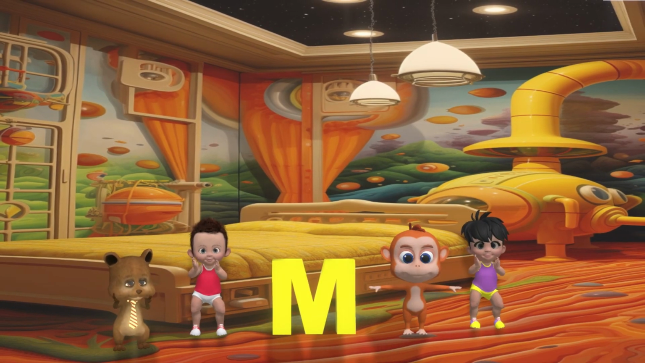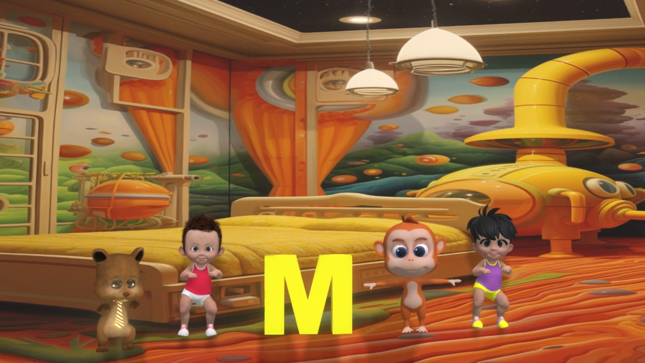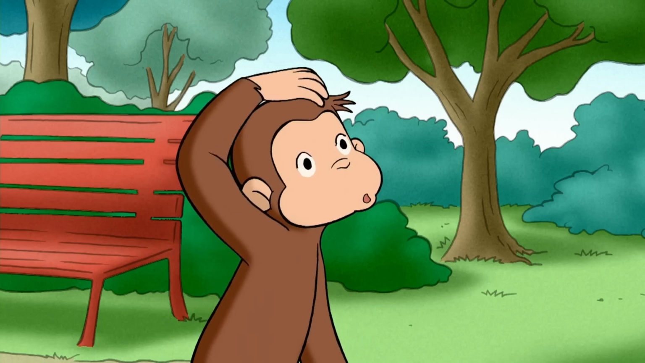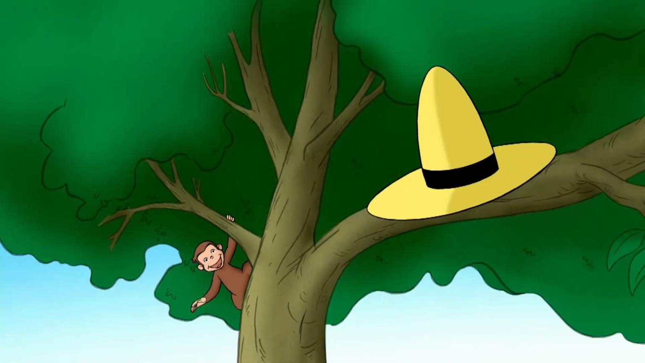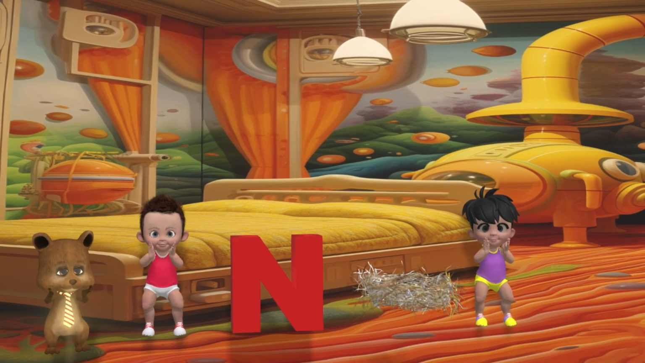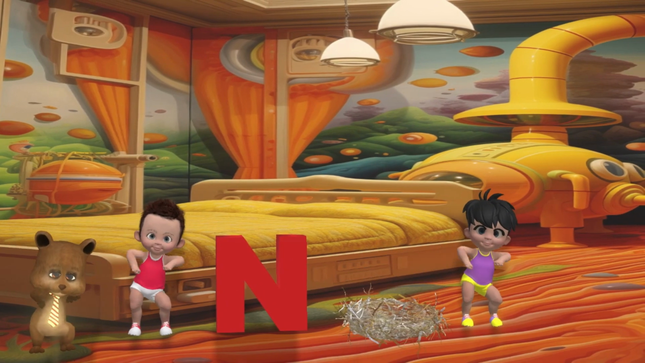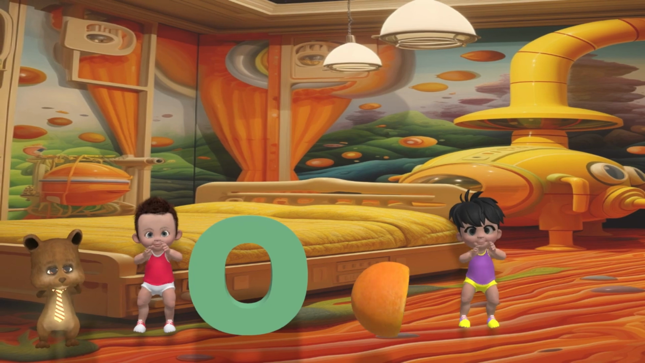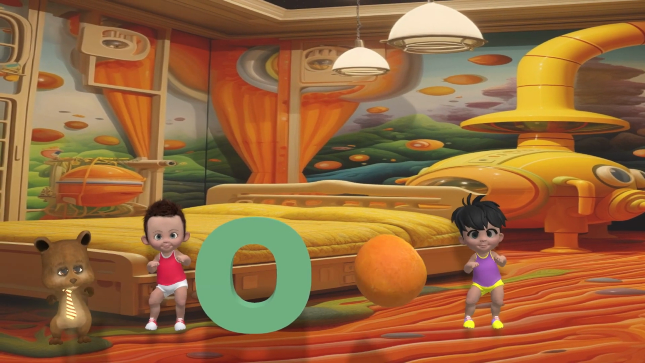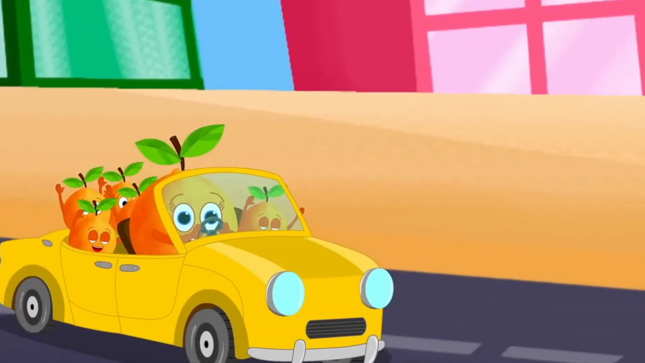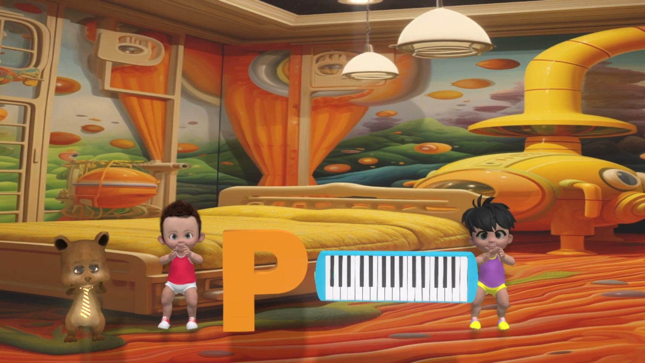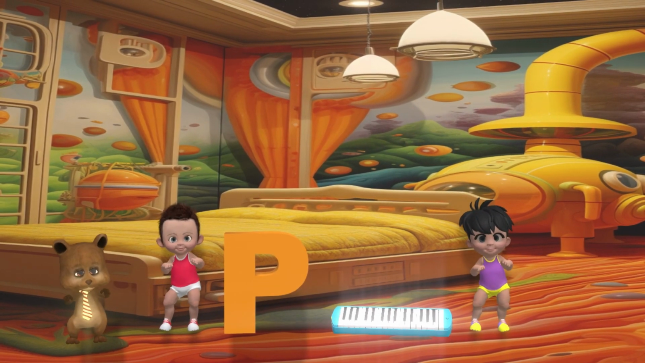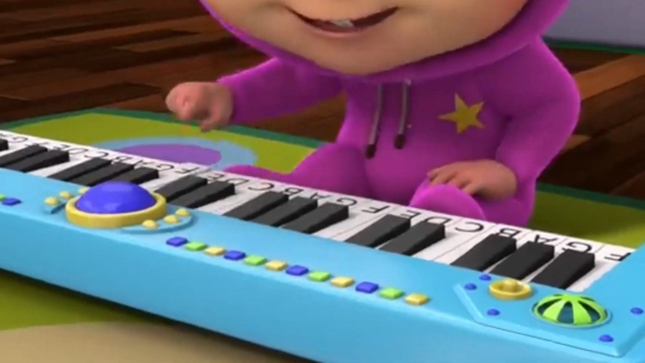M is for monkey, monkey. N is for nest, a nest. O is for orange, orange, orange. P is for piano, piano.